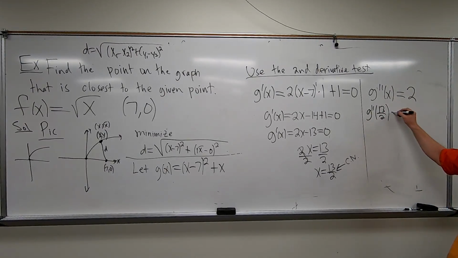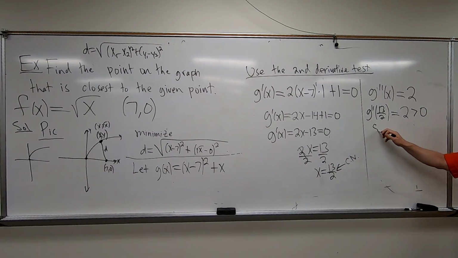The OG func, oh yeah. So we get 2, so it's greater than 0. So I'm going to write it. So we have a min, very good. So we have a min at x equals 13 halves.